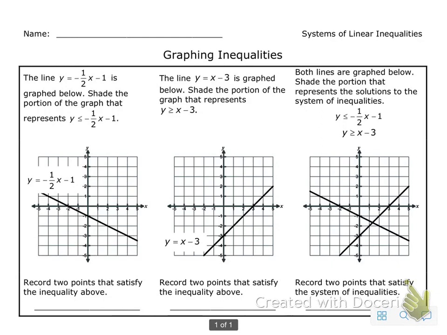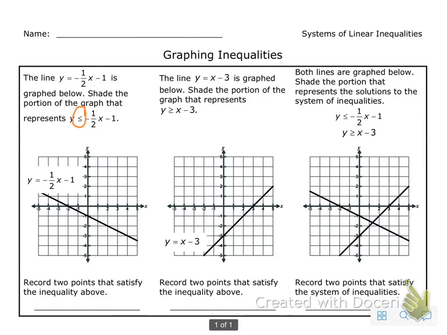The line y equals negative 1/2 x minus 1 is graphed. Shade the portion of the graph that represents y is less than or equal to negative 1/2 x minus 1. Well, we have to remember that if it's facing left, it's less than. Left, less than. Okay, that's one way for you to remember that. Now, if it's less than, that means it's going to be below your line. If it's greater than, it'll be above. Less than, and it's below.